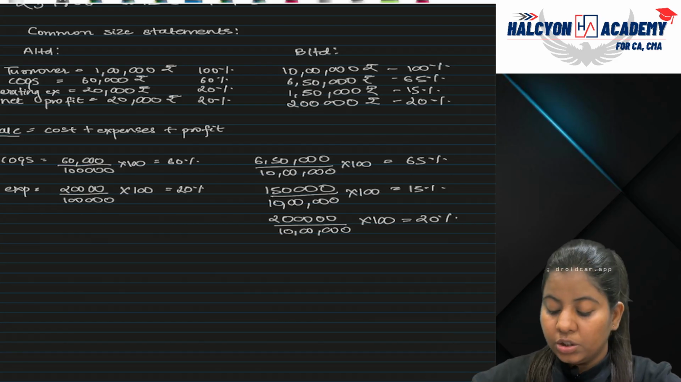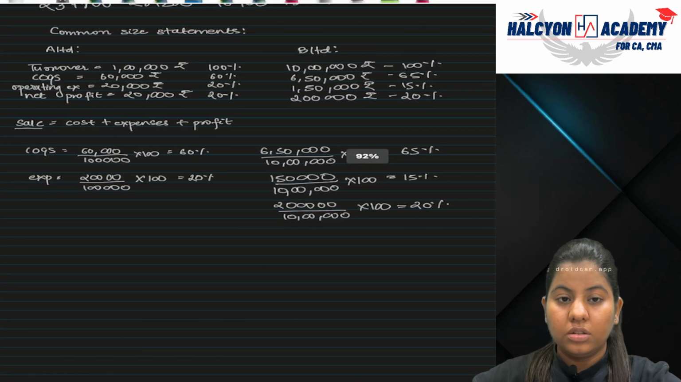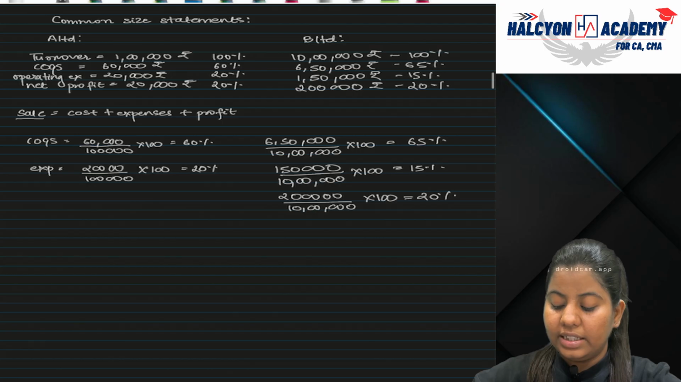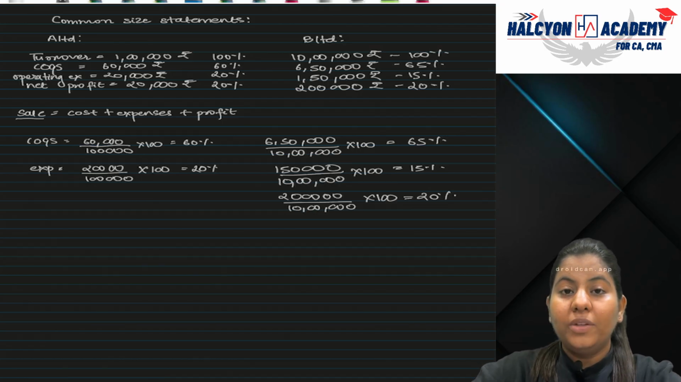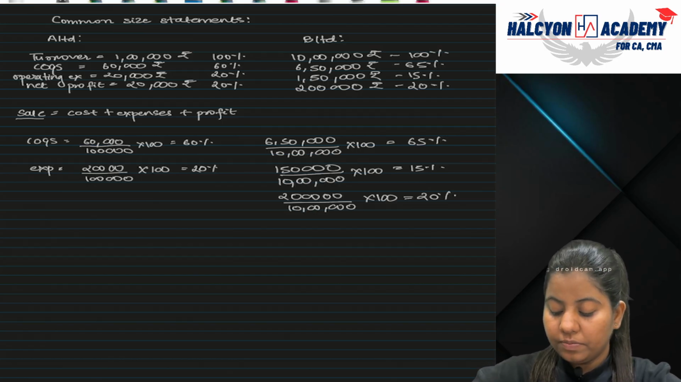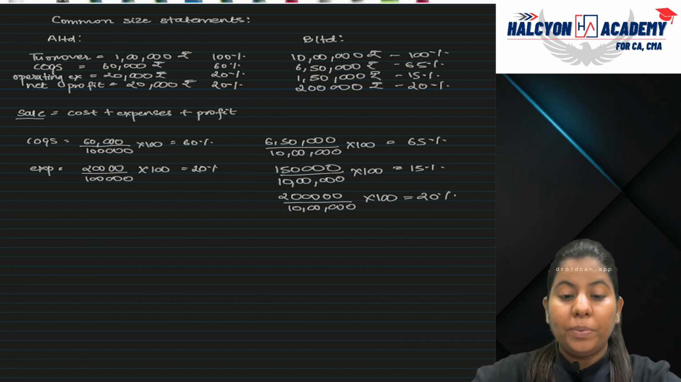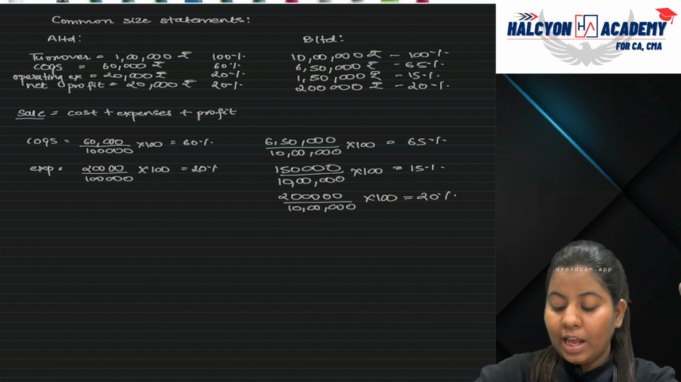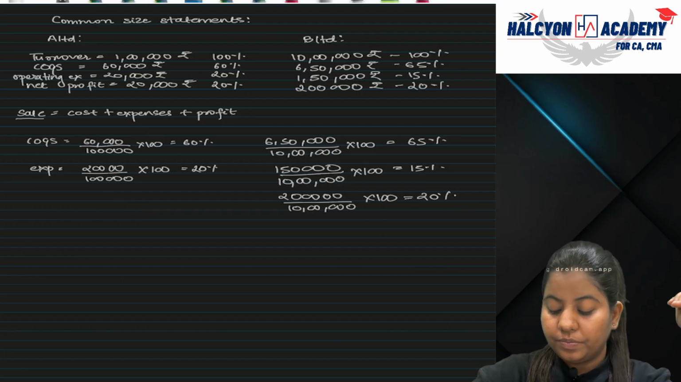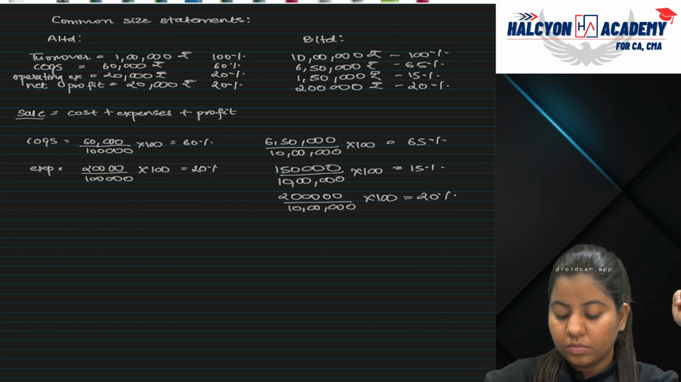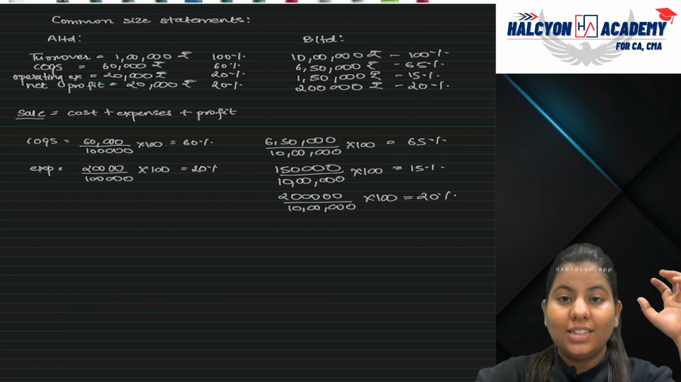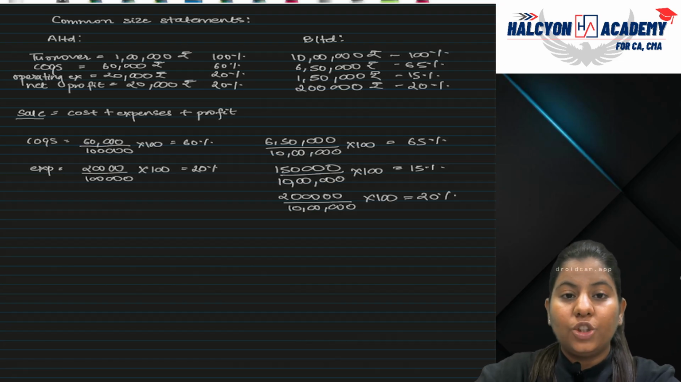Okay. Is it clear to you all? I hope the example is clear. Please copy this. It will help you remember the concept. Is it clear how we find the percentage of each and every element, taking turnover or total assets as the common base?